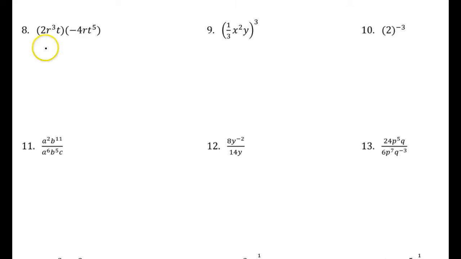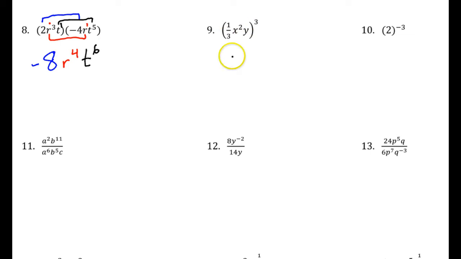And number 8. Let's just multiply our coefficients together, and then we have our r's, and then the t. So really just 3 smaller parts. 2 times -4 is -8, and r to the third and r to the 1 is r to the 4th, and t to the 1 and t to the 5th is t to the 6th. There we go.